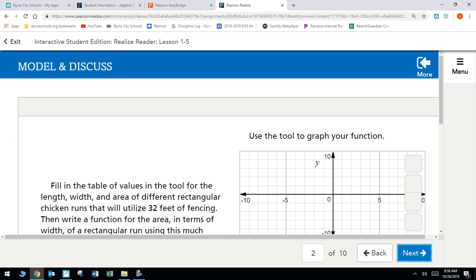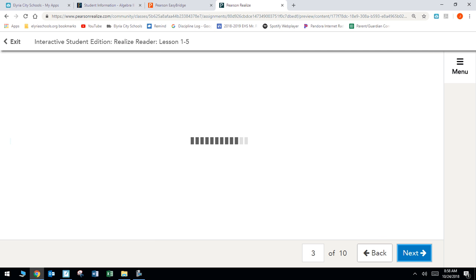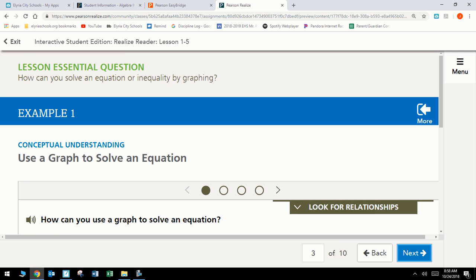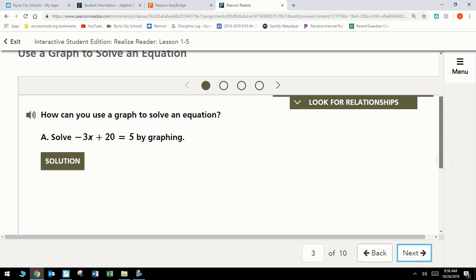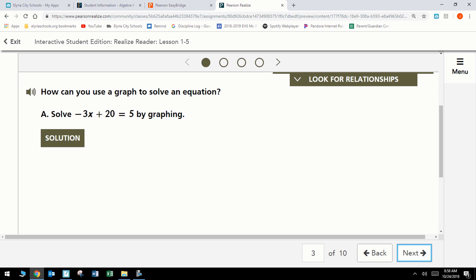Okay. And I'm going to skip over the second one. We're going to go straight to number 3 here. Which one is that? Oh, glad. Yep. I didn't finish. So yeah, we're on lesson 1.5, and we're looking at slide 3. We're asked, how can you use a graph to solve this equation?